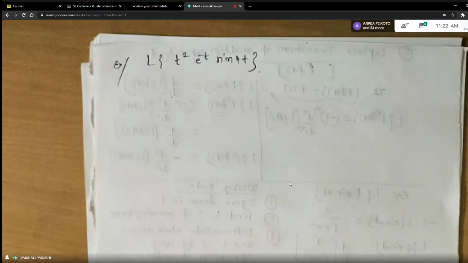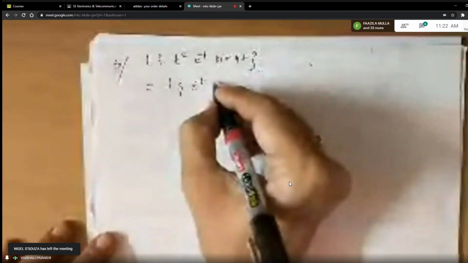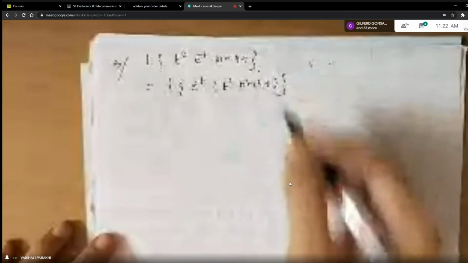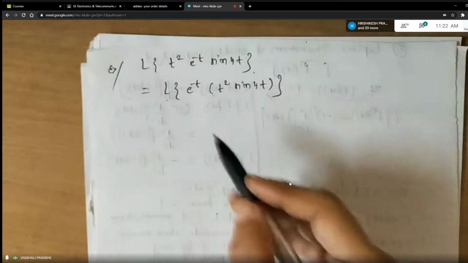Now, as I said, it is your wish whether to start with first shifting or with the multiplication by t formula. But as I said, it is always beneficial to go for first shifting property. So just write the terms in this way, so you know what you are going to do first. Just put the bracket for this. So definitely I am going for first shifting property.